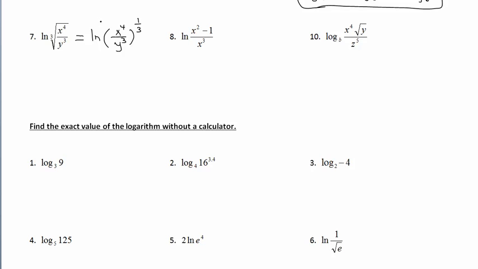I don't see the product property. I see the quotient and the power. Well, which one should we do first? Well, this 1/3 is locking everything down here, so let's take care of the power property first. So move the 1/3 to the front. Then we can deal with this quotient.